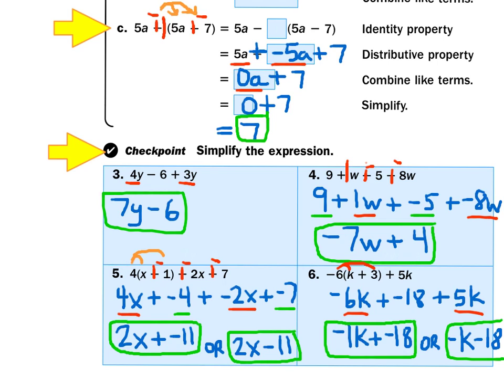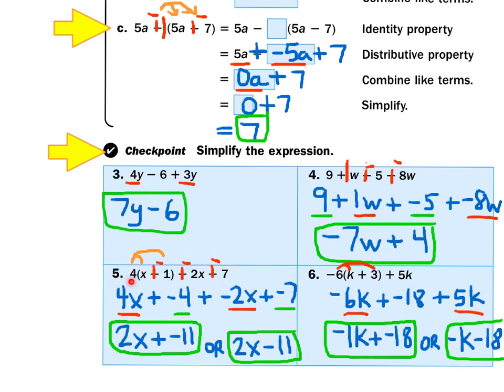Take a look at number 5. I see that it's 4 times the quantity x minus 1. So I add a line and change the sign in front of the 1. And then it's minus 2x. So I add a line and change the sign. So it's plus negative 2x. And then it's minus 7. So I add a line and change the sign. So it's plus negative 7.